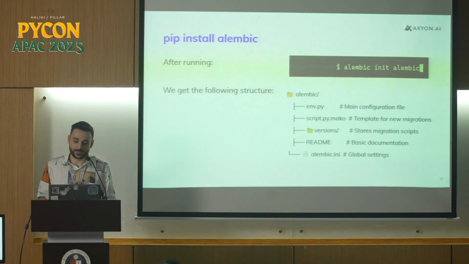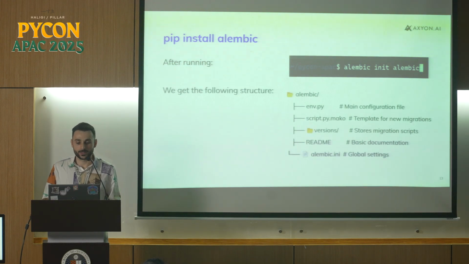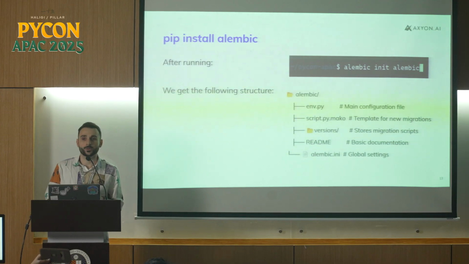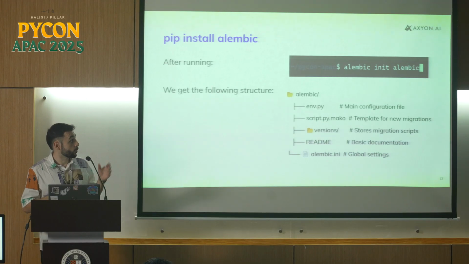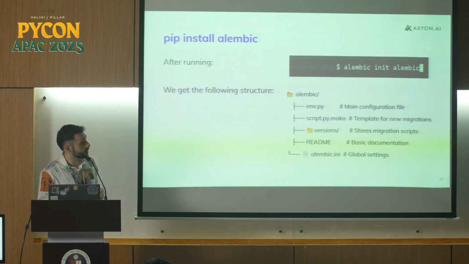Installing Alembic is very simple. It's open source. You just run pip install alembic, then navigate to your project and run the command alembic init followed by the name of the migration environment, which in this case is just alembic for simplicity.